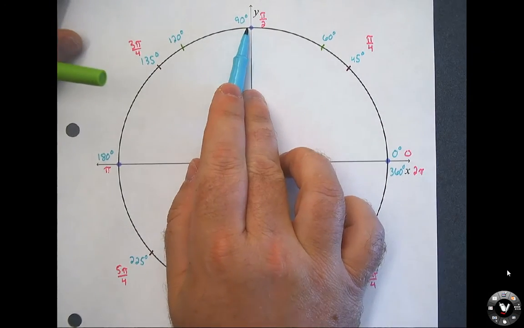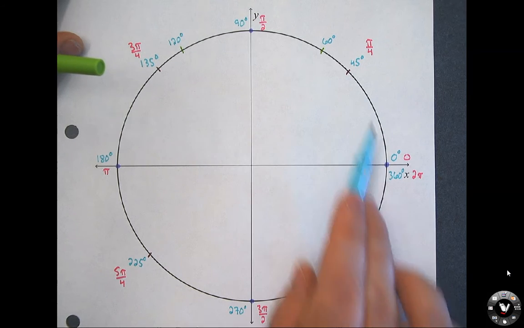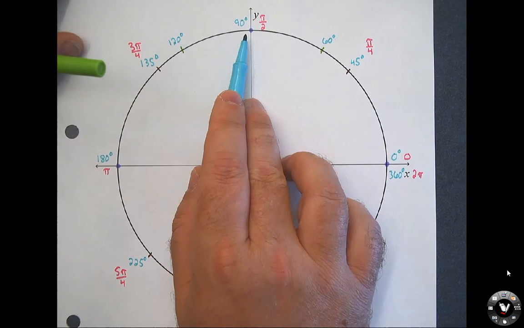So I talk about 90s as being hidden 45s. So if you go 45 and 45, you'd hit 90.